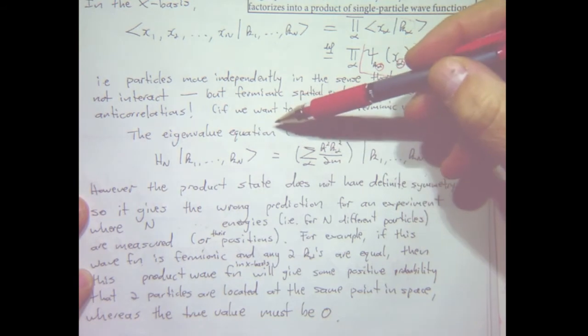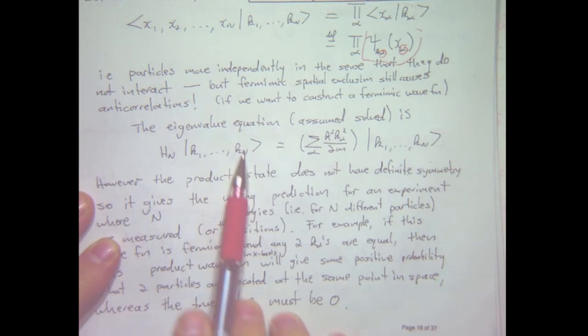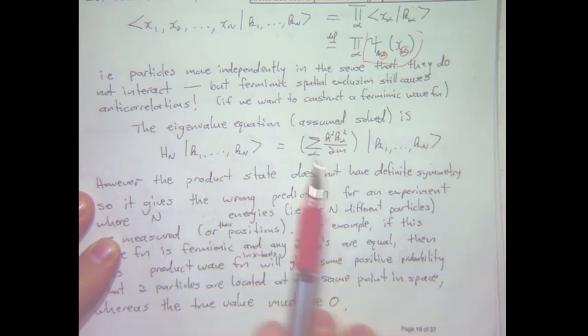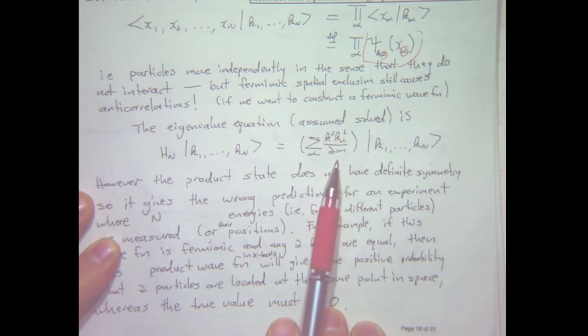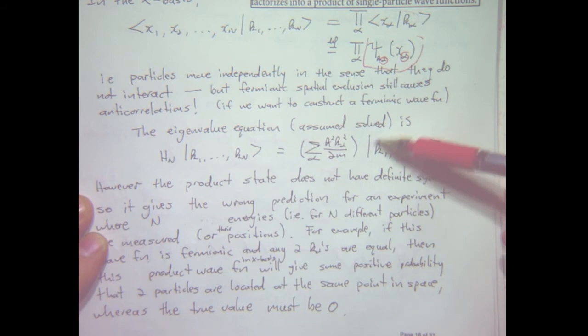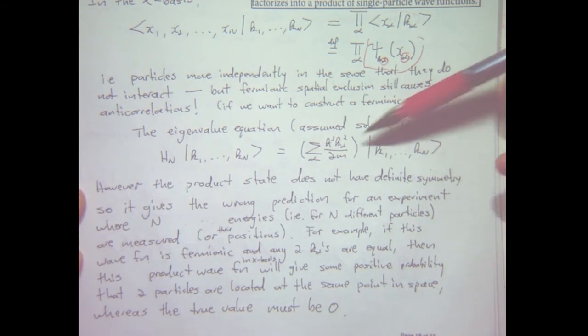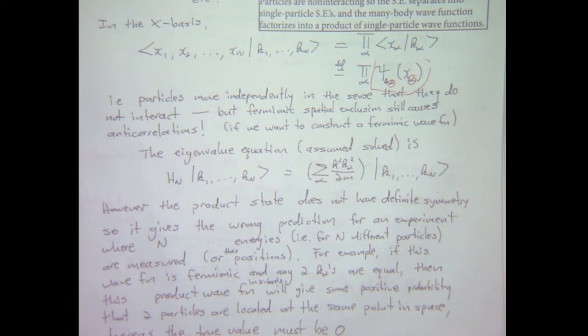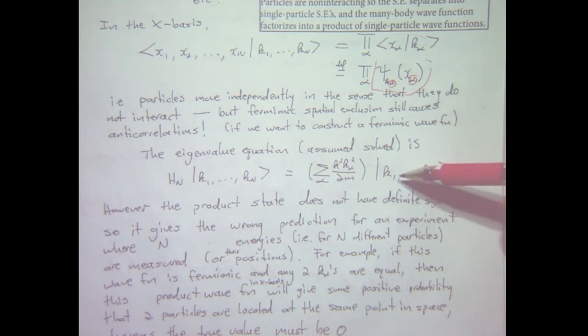The eigenvalue equation is the n-particle Hamiltonian acting on this ket equals the energy times this ket, which is a sum of all h bar squared k alpha squared over 2m. So this product state satisfies this eigenvalue equation. But the product state does not have definite symmetry. It does not have permutation symmetry. If I swap particle 1 and particle n, it's a completely different state. So this is not suitable.